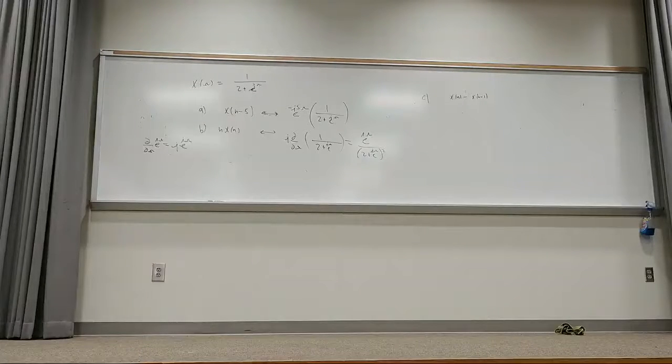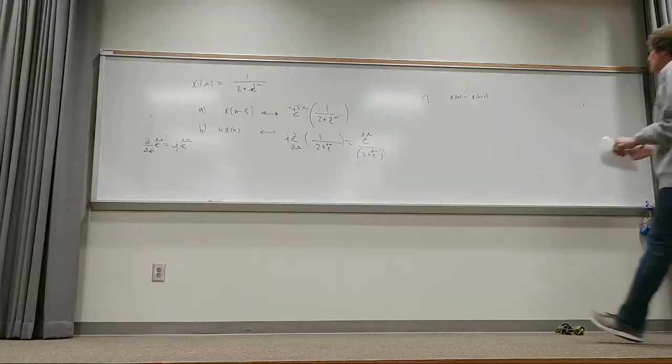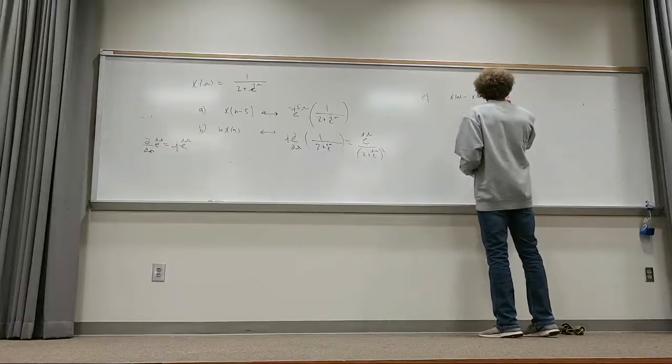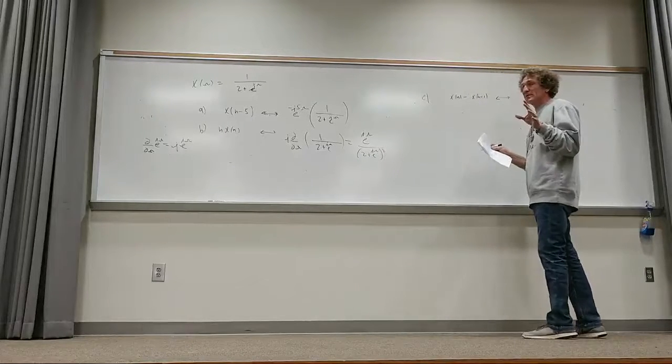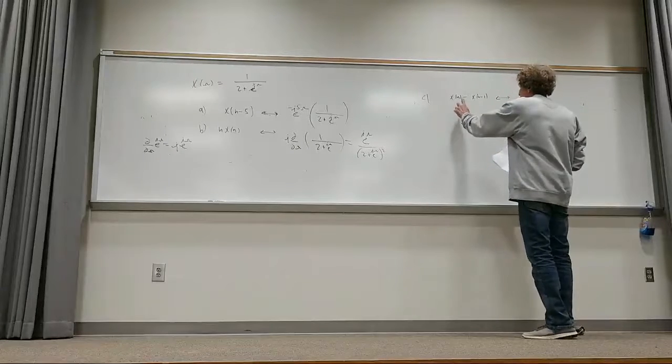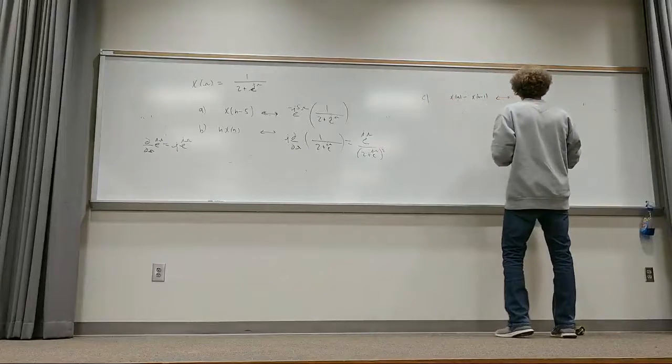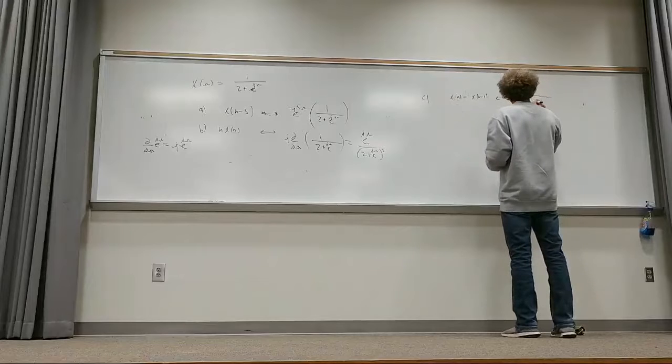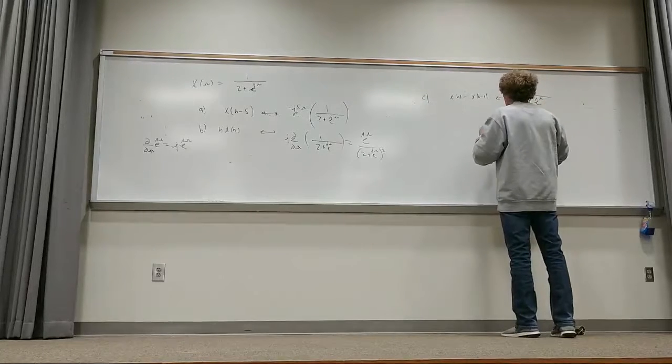Now it's okay. So for this one, you can actually do this a few ways. I'm going to do it the simplest way. X of n goes to 1 over 2 plus e to the j omega.